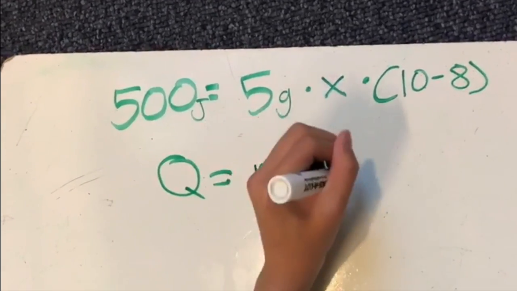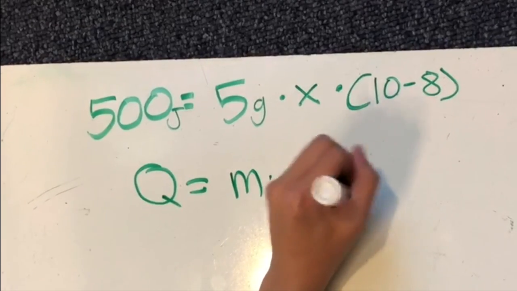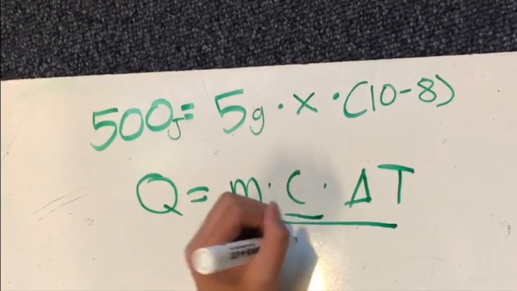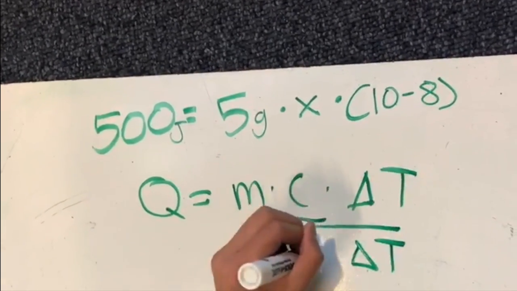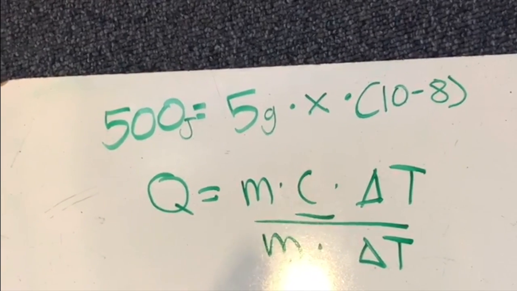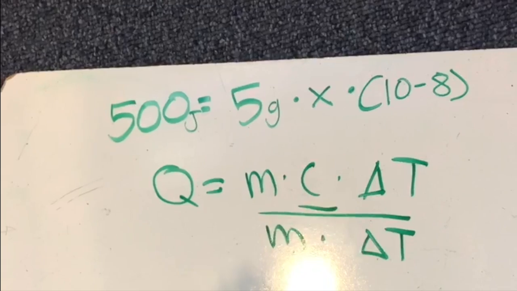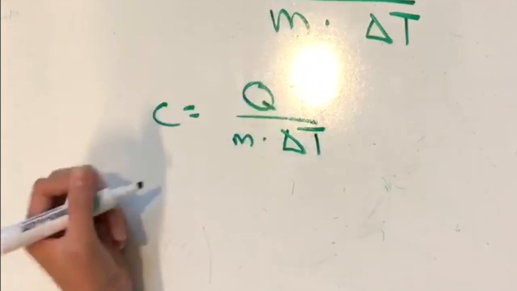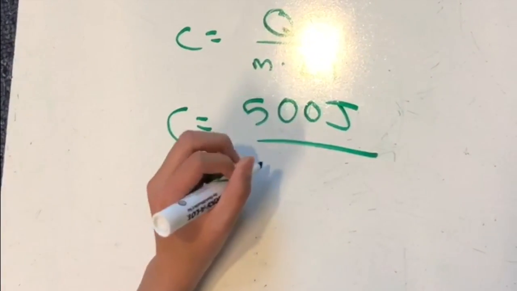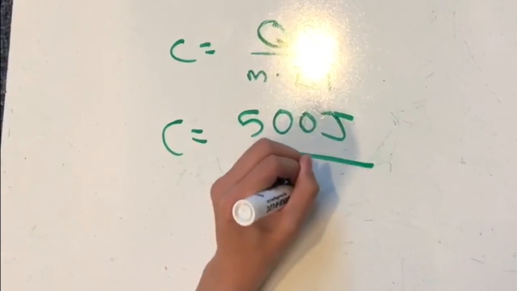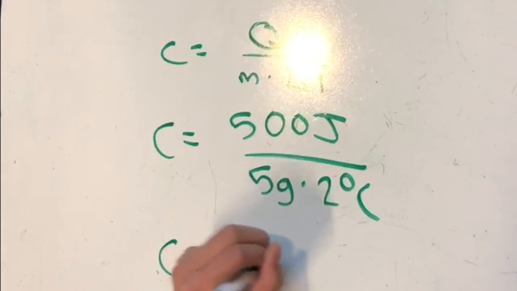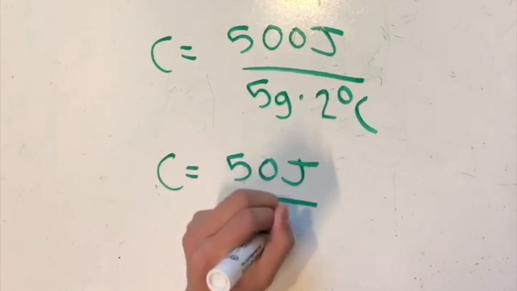Okay, for problem 8, we're going to be starting with 500 joules, 5 grams, and 10 degrees Celsius. We're trying to find how much specific heat is necessary to lower that temperature to 8 degrees Celsius. We'll start with the equation Q equals M times C times delta T, and through algebraic processes, we can find that C equals Q over M times delta T. After plugging in the variables, we get the answer 50 joules per gram times Celsius.